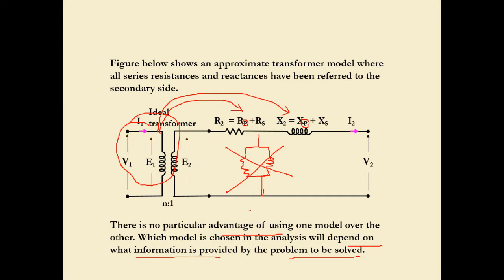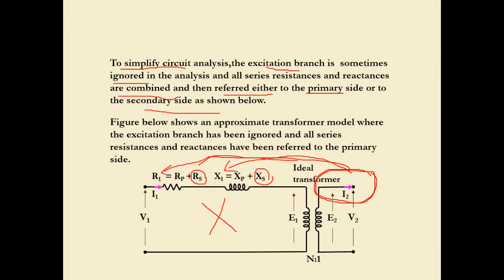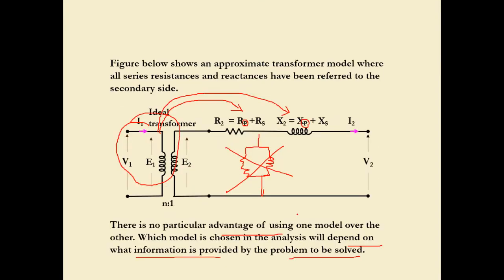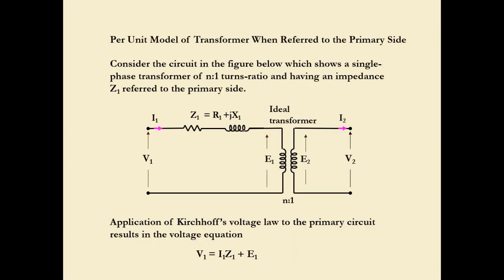Either you refer the transformer to secondary, for example, or to primary, for example. So it depends actually on the information provided by the problem to be solved. In your case, of course, it depends on the data, the information given in the question, or the requirement of the question. Okay. If the question asks you to refer all the impedance into secondary, then you have to do as instructed.